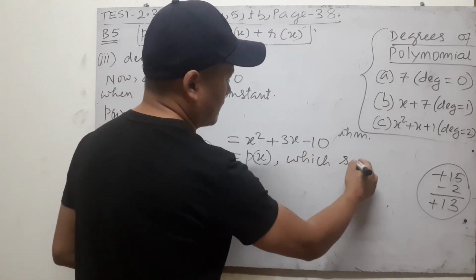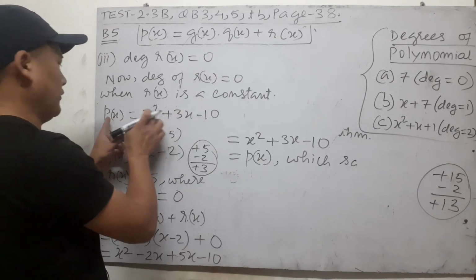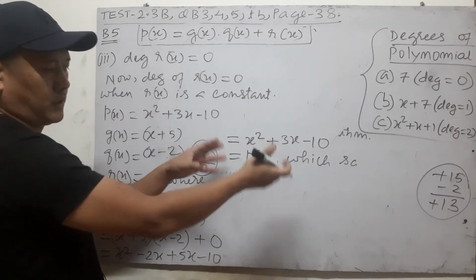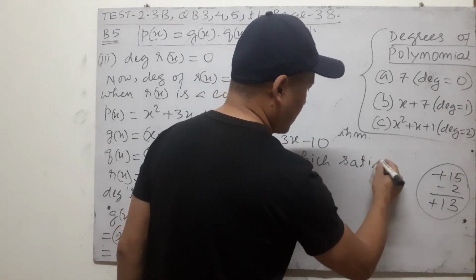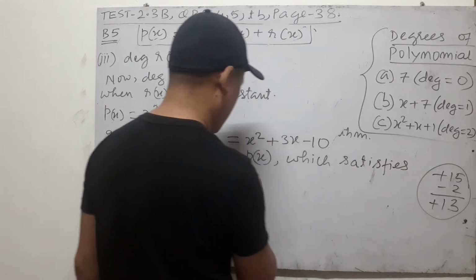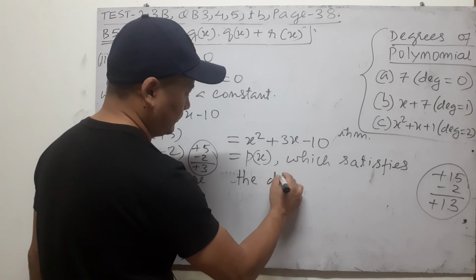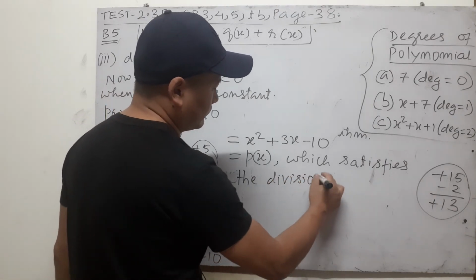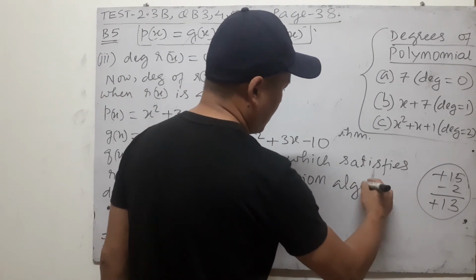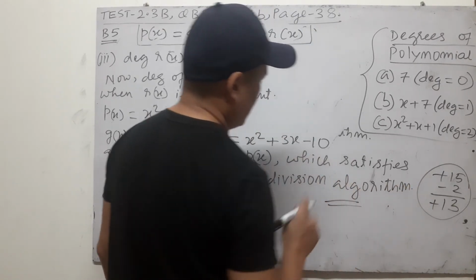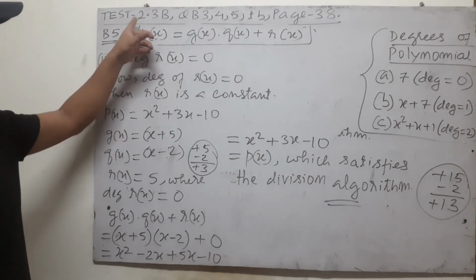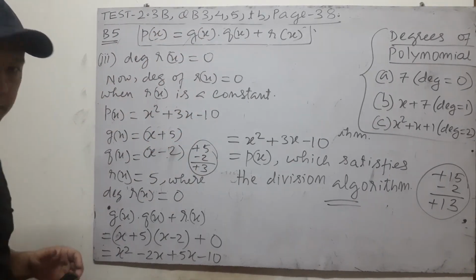So once we put it here as p of x, this one, then we can surely say which satisfies the division algorithm. Okay. So that concludes the part for test 2.3b. Now you can go and give the test. Okay.